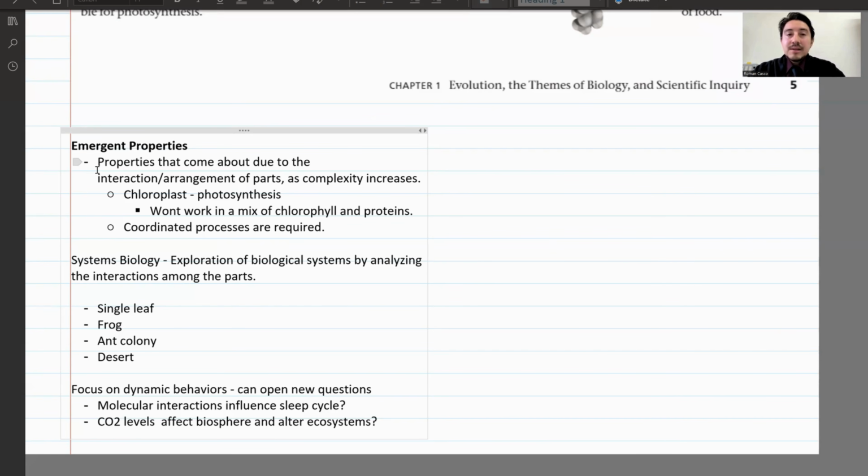You have chloroplast carrying out the process of photosynthesis, right? But the chloroplast in itself, that organelle, requires many different proteins. It requires chlorophyll to absorb light to even start off that process, right? So you have to have several components, and you need to have an interaction between these components, right, or coordination. If not, you're just going to have a mix of many things, but nothing's really happening, right? So when you have that coordination occurring, then you get an emergent property.